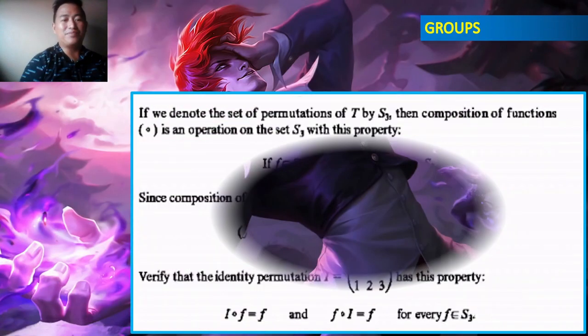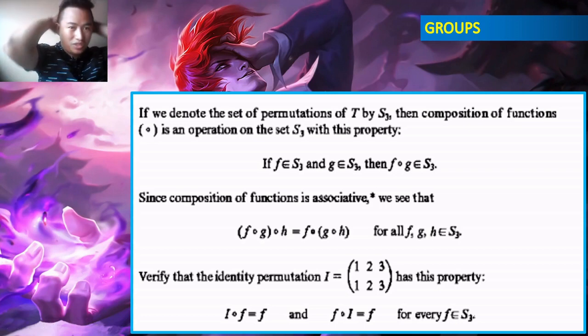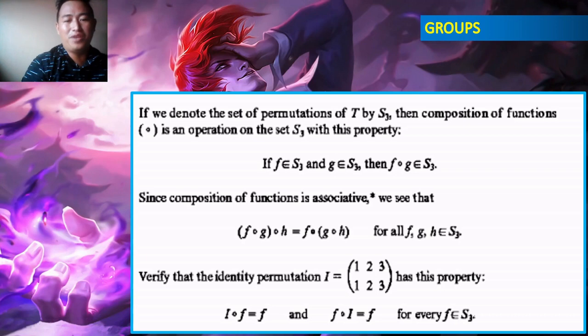Okay, now next. If we denote the set of permutations of T by S3, all the permutations are elements of S3. Then composition of functions, the small circle, is an operation on the set S3 with this property. If F is an element of S3 and G is an element of S3, then F composed G is an element of S3. So, that property is the closure property.